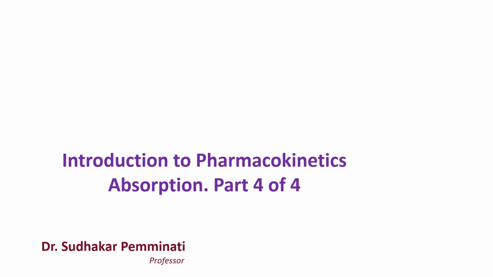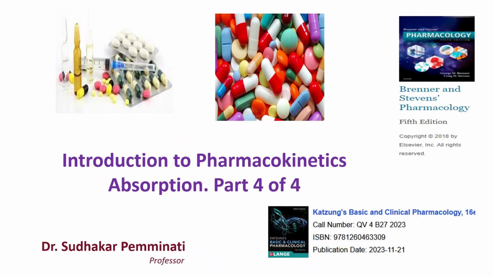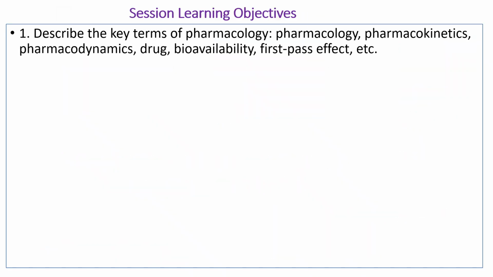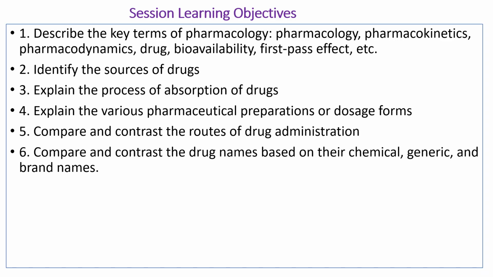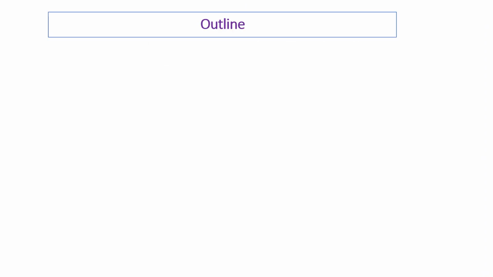Part 4 is about the pharmacokinetics and the absorption of medications. For the session learning objectives, we cover objectives 1, 2, 3, 4, 5 in the first 3 videos. And here we are going to compare and contrast the drug names based on the chemical, generic, and brand names, and also cover first pass metabolism and bioavailability.